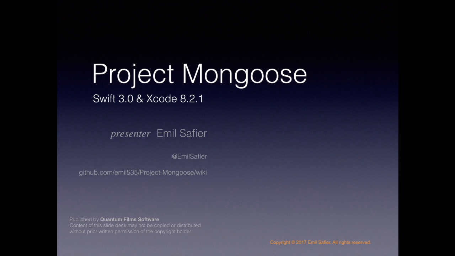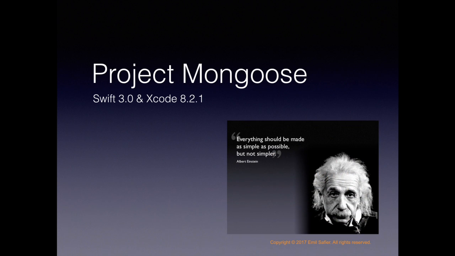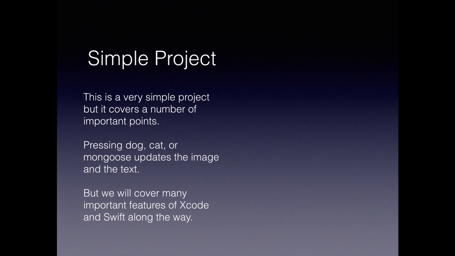We're going to be doing our presentation using Swift 3.0 in the development environment of Xcode, which is 8.21. As Einstein famously said, everything should be made as simple as possible, but not simpler. Make it too simple, you're not communicating the essential ideas, and if you don't make it as simple as possible, you're introducing a lot of extraneous things.